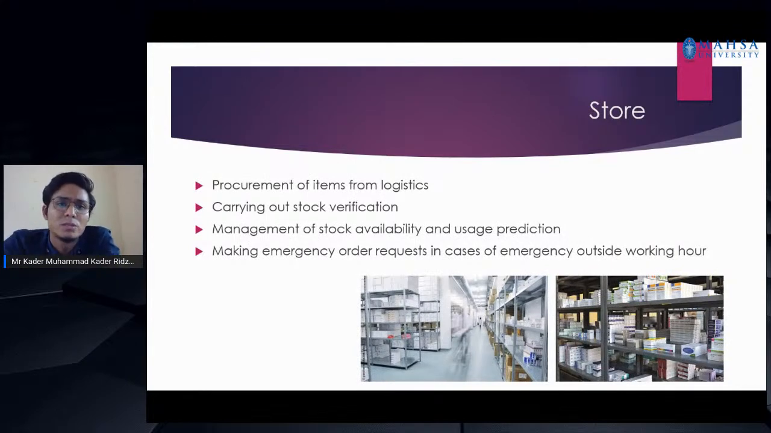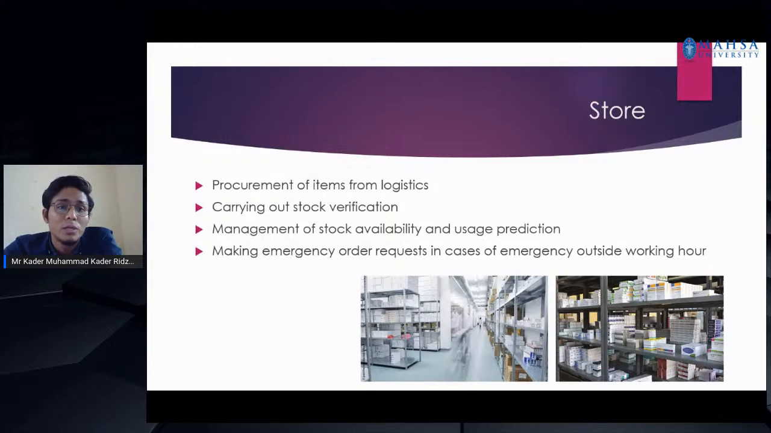Okay, so the last one will be store. If you are working in stores, there is procurement of items from logistics. One of the main suppliers for government hospitals is Pharmaniaga Berhad. You are going to procure items from Pharmaniaga just to make sure that all the departments in that particular hospital can receive a sufficient amount throughout the year or the month.